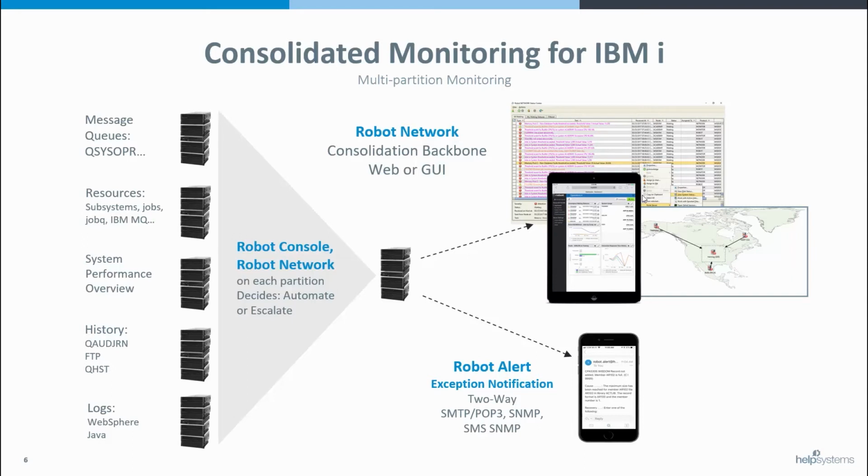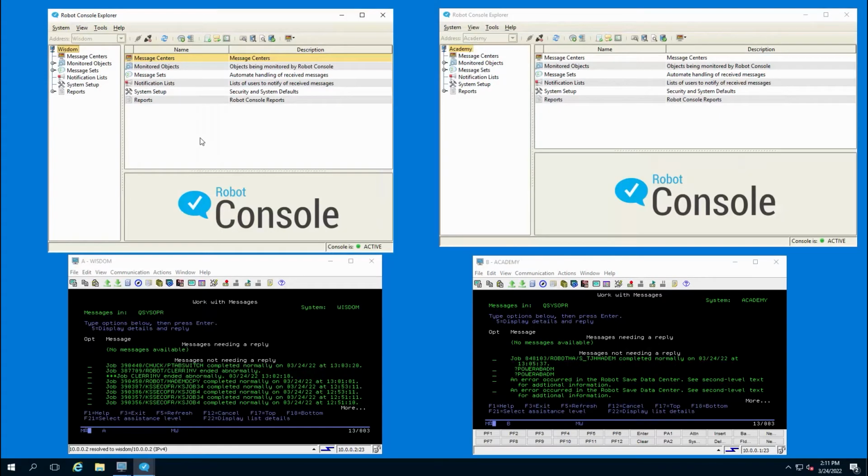Any message that is escalated up into the graphical interface or the web interface can be answered from the interface, so you don't have to go to each individual interface to respond to a message. Okay, how do we set this up? Let's take a look. If you're in a single partition environment, you'll have a copy of Robot Console installed and Robot Alert to do your escalation.